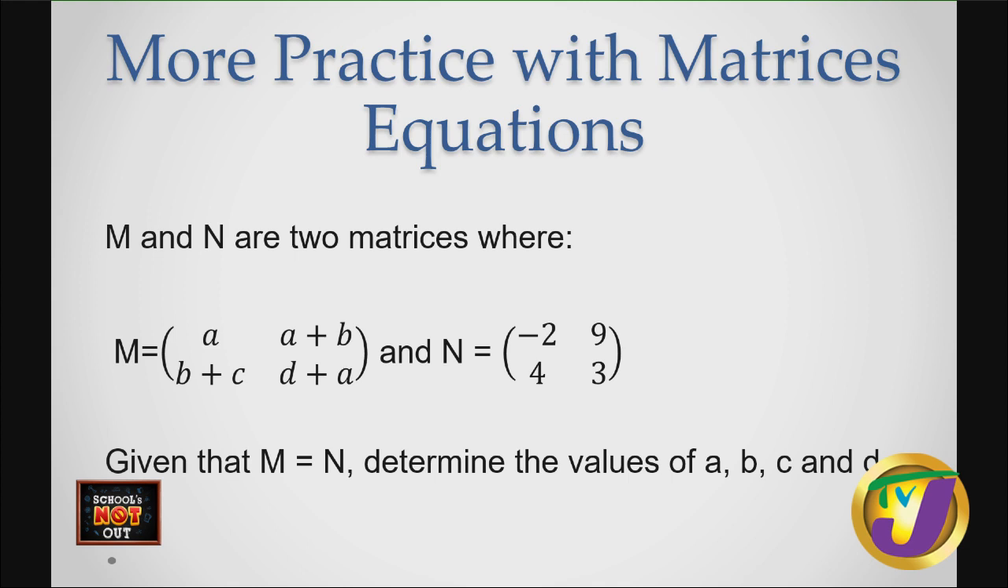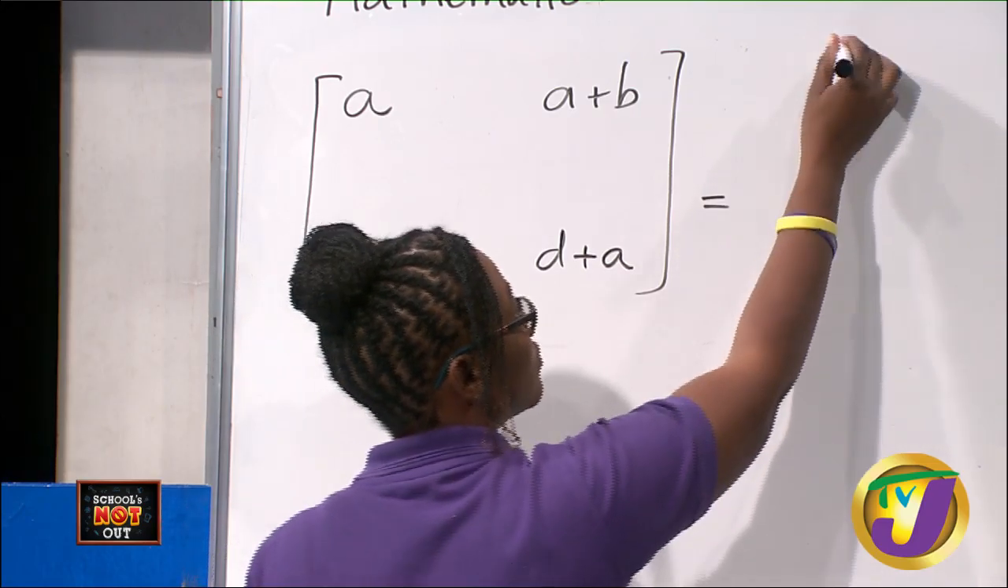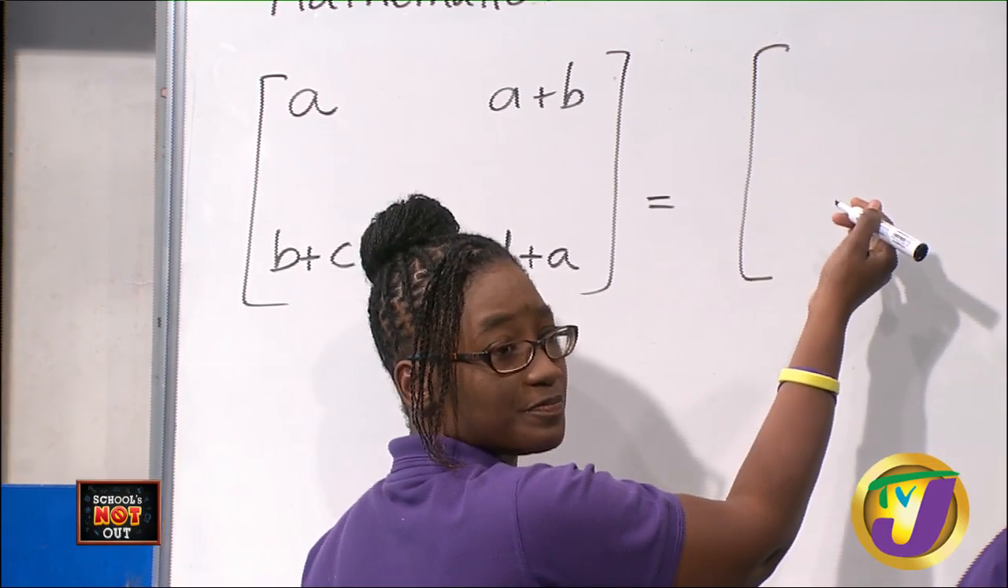All right, so for the benefit of our listeners on Music 99. Oh yes, my bad. M has A in the first row, first column, followed by A plus B in the first row, second column. In the second row, first column, we have B plus C, and in the second row, second column, D plus A.